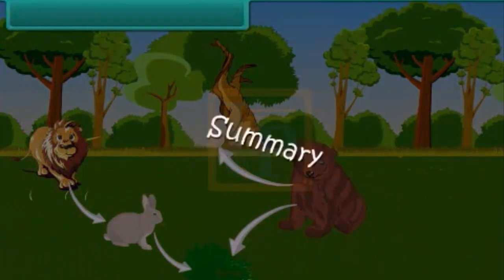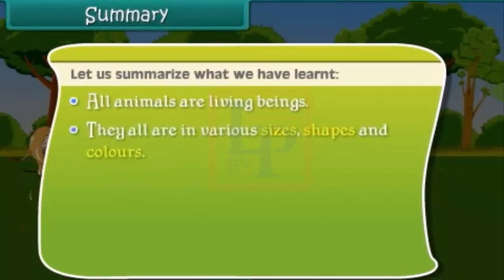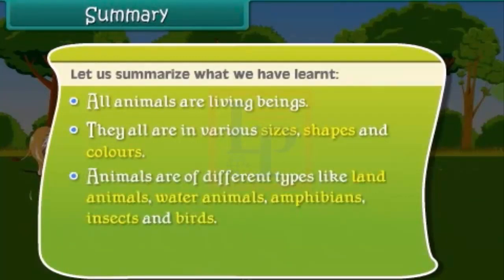Summary. Now friends, let us summarize what we have learned so far. All animals are living beings. They all are in various sizes, shapes and colors. Animals are of different types like land animals, water animals, amphibians, insects and birds.